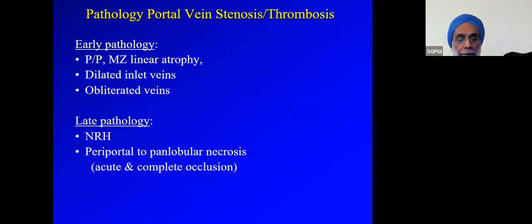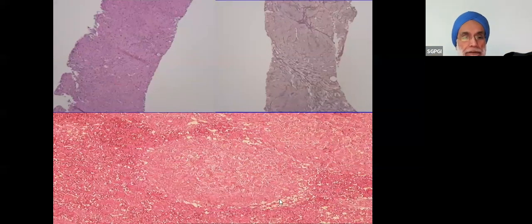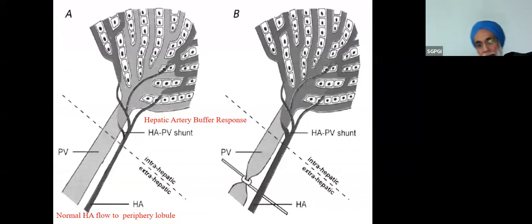The pathology in the early cases of portal vein thrombosis may just be periportal or mid-zonal atrophy. You will get dilated inlet veins, and you can get obliterated veins. Late pathology includes nodular regenerative hyperplasia, Dr. Vish showed, and you can get necrosis of varying degrees. And these are examples of nodular regenerative hyperplasia, which have already been shown. I can skip it. And one important concept to remember here is the so-called hepatic artery buffer response.